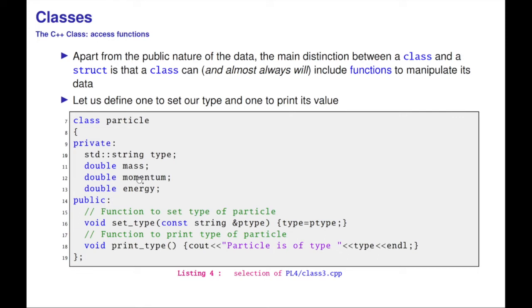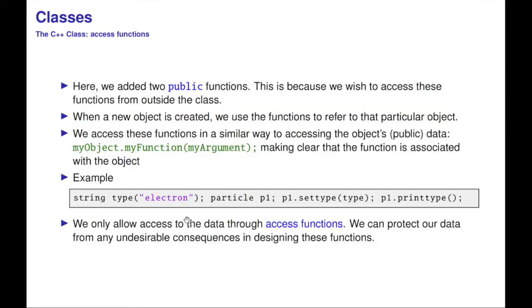So what we have over here is called a setter function. It sets the type of a particle to a given type, and we've also got a function that prints the type. So these are class member functions. These are functions inside the class, and they are called in a rather specific way. They're public functions because you really want to use those outside the class. When a new object is created, we use the functions to refer to the particular object.